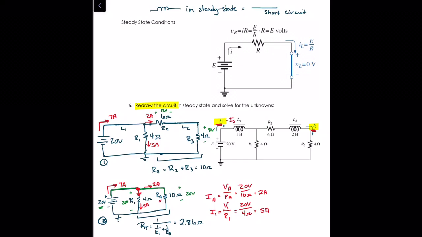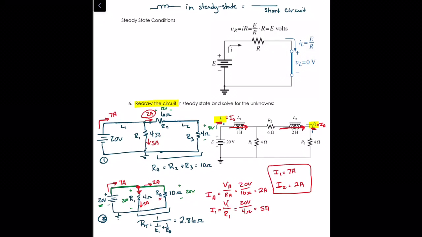equals I sub S, and I2, notice, is actually I sub A. So in this case, I1 was 7 amps, and I2 is 2 amps. Because we were just asked for the current through each of our inductors. So the current through L1 was just the source current. The current through L2 was just the current also through R2 and R3.